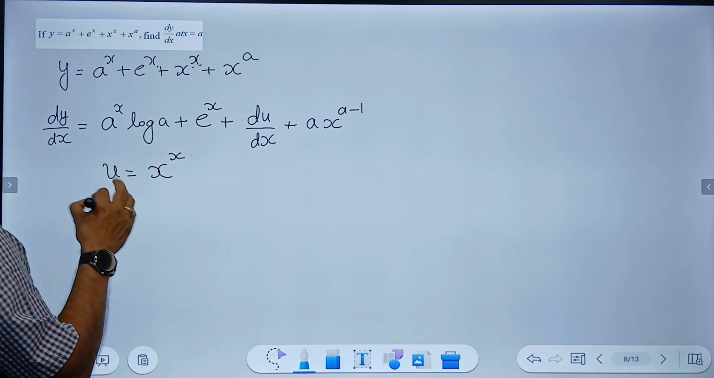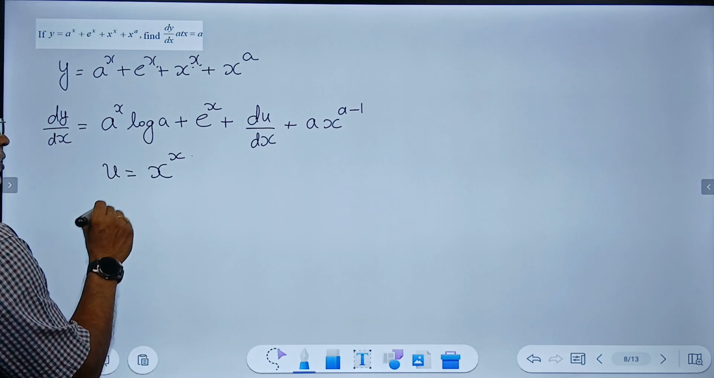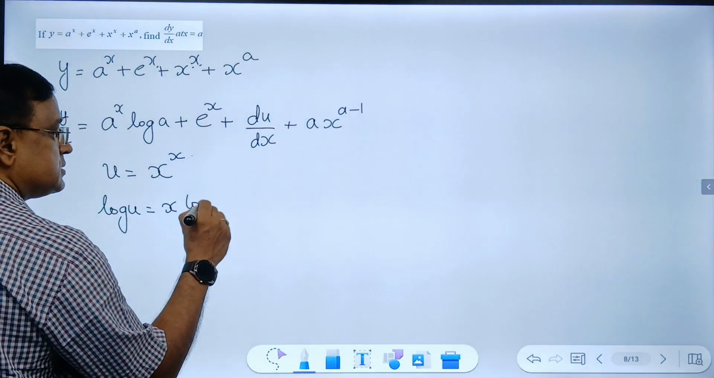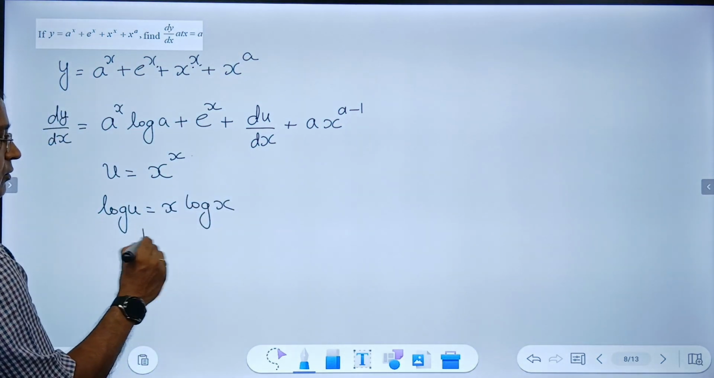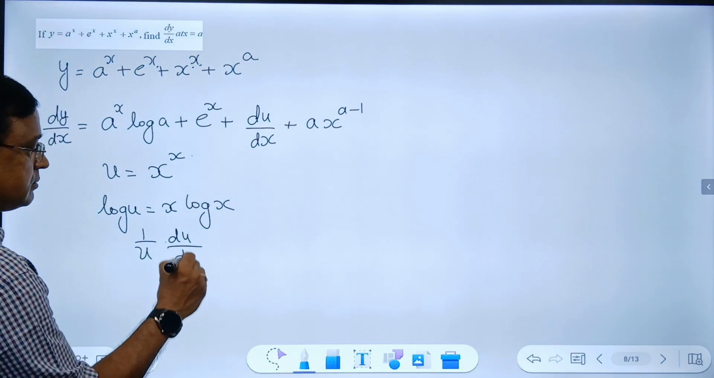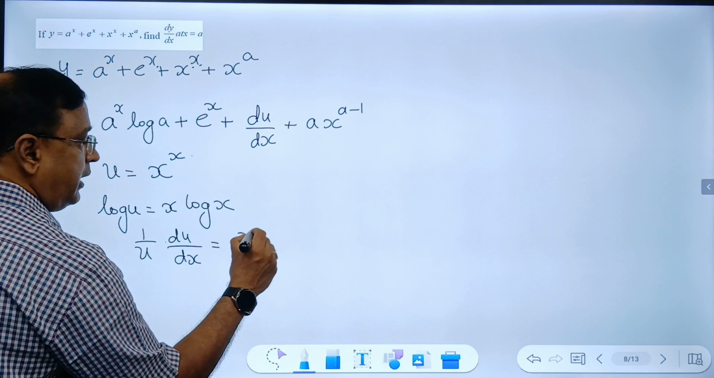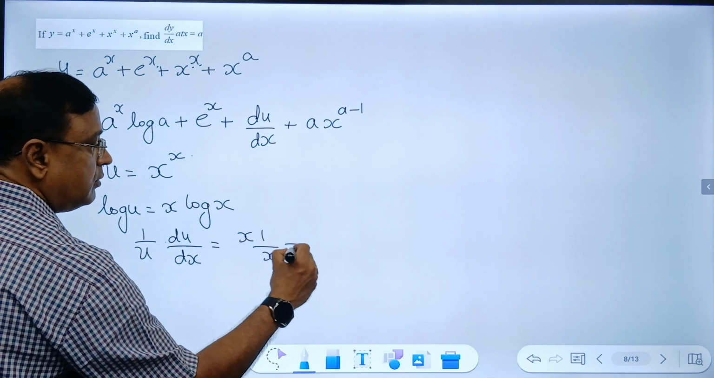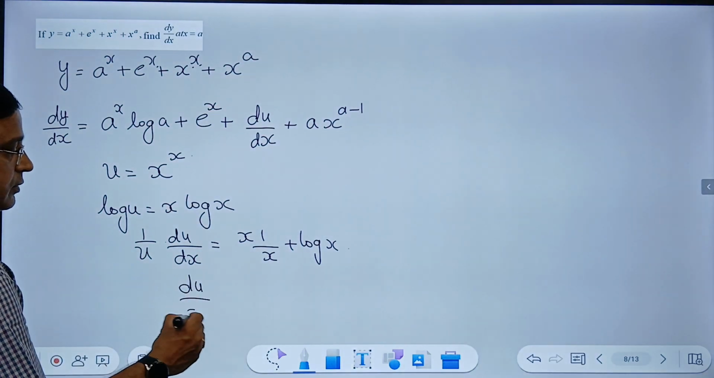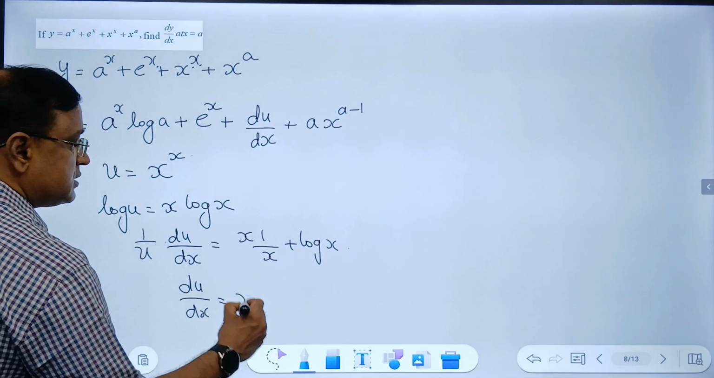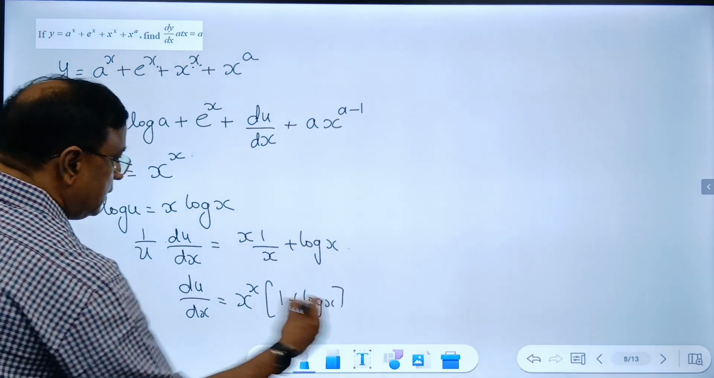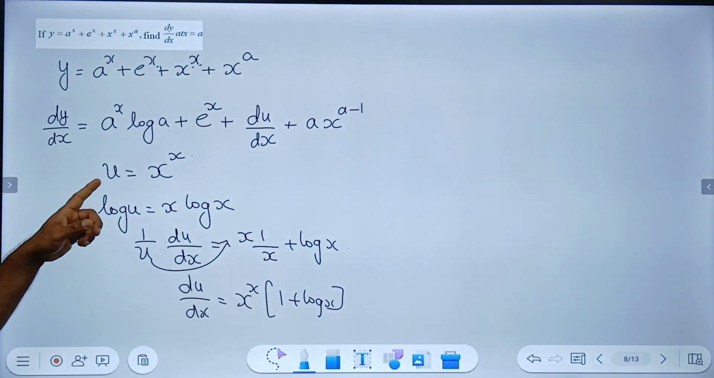u is x power x. That you take separately. Take log on both sides. What is log u equal to? x log x. What is differentiation of log u? 1 by u du by dx equal to x into 1 by x, product rule, plus log x. Therefore, what is du by dx? du by dx will be x power x into 1 plus log x. How did I get that? Cross multiply, u is nothing but x power x.